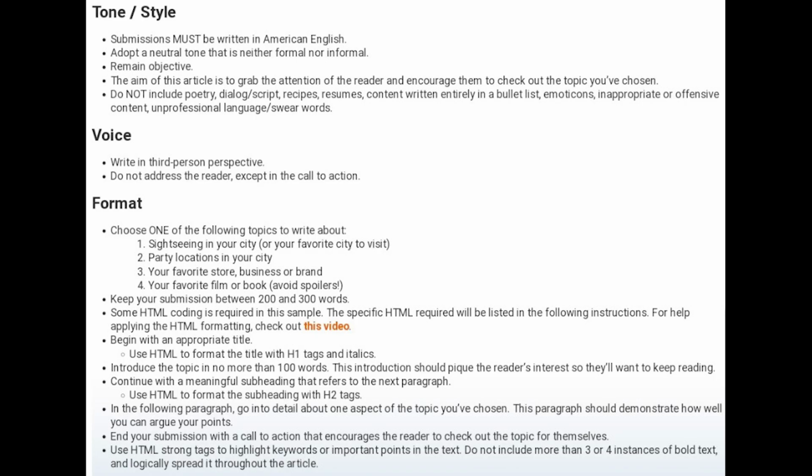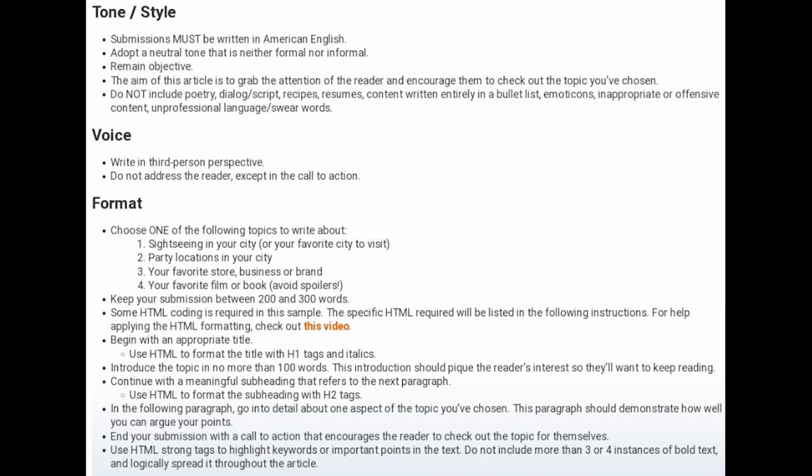Now, this is a screenshot from Textbroker of what it's looking for. You've got the tone and style, the voice, and the format. So let's break down each one of these sections. First of all, the tone and style. The submissions must be written in American English, obviously. Adopt a neutral tone that is neither formal nor informal.